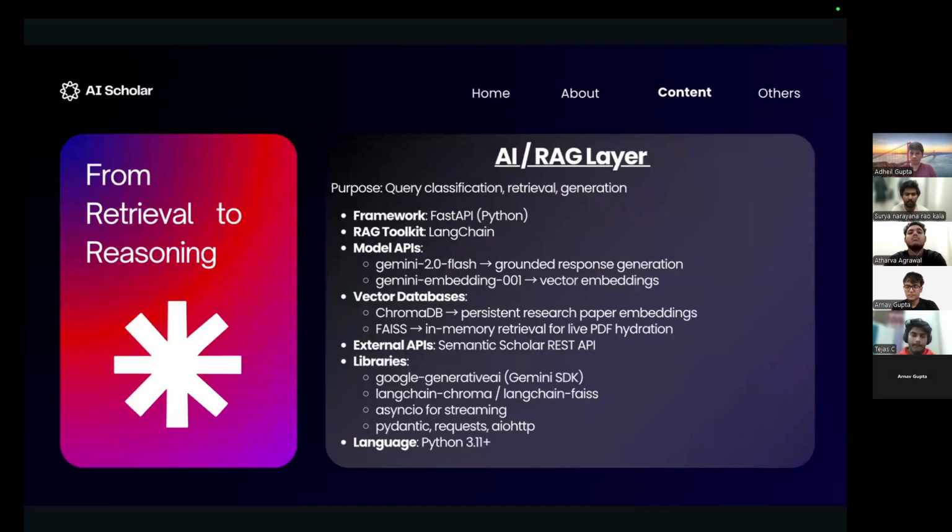So coming to the RAG part, our goal is to move from simple retrieval to grounded tracing. We built a dedicated AI RAG microservice using FastAPI and LangChain, and the entire pipeline uses Gemini 2.0 Flash for generation and Gemini embedding for vector embeddings.